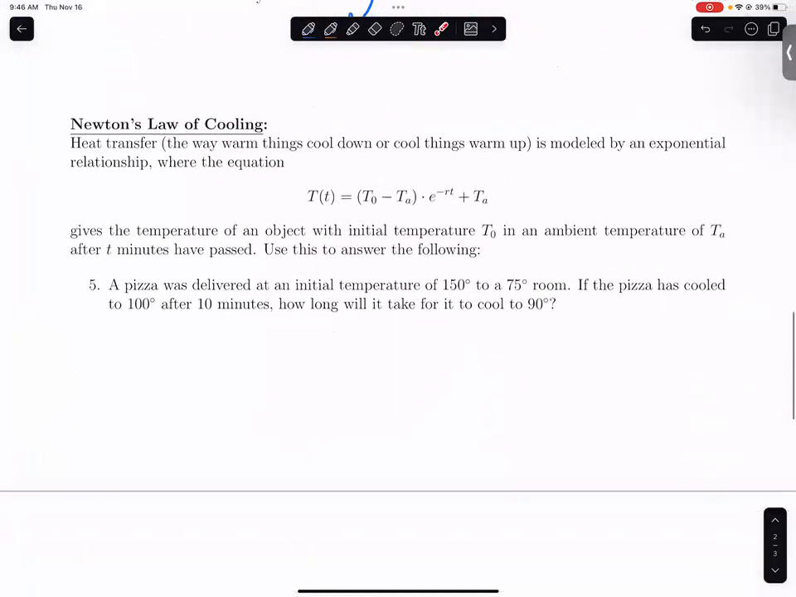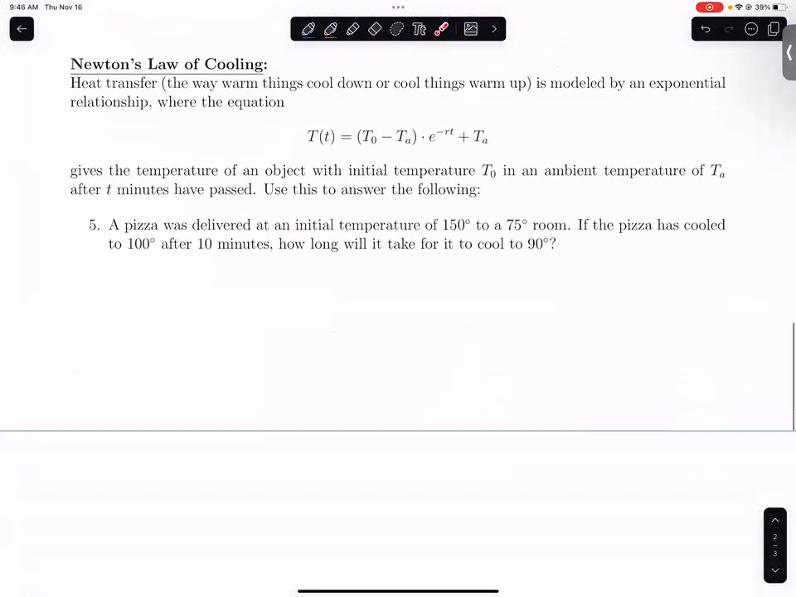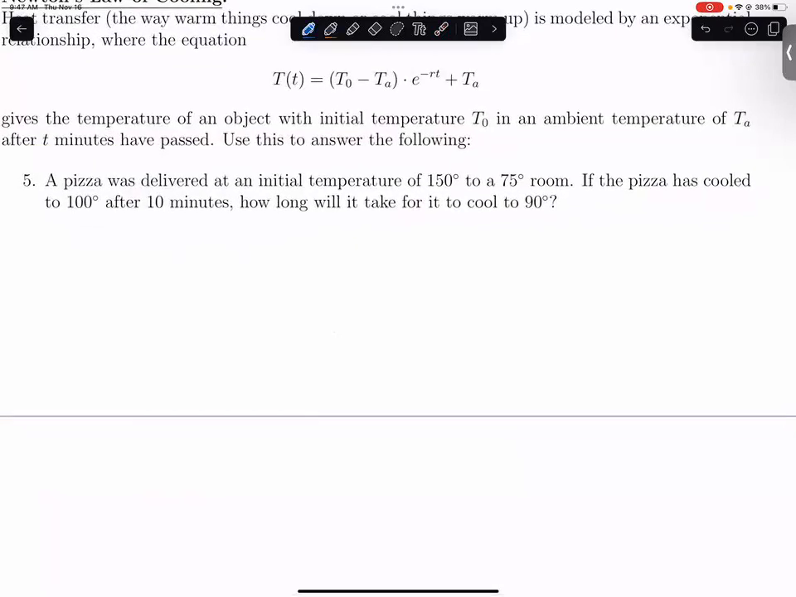Okay, so if we take a pizza that is 150 degrees to begin with and set it in a 75-degree room, and the pizza cools to 100 degrees after 10 minutes, how long will it take to cool to 90 degrees? So our final answer is going to be how long, little t, to cool to 90 degrees. So it's going to be 150 minus 75, then times e to the rt.